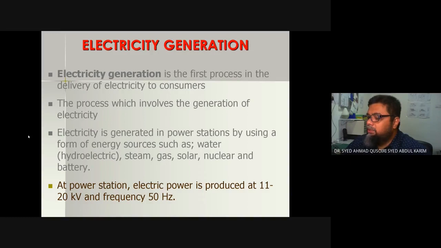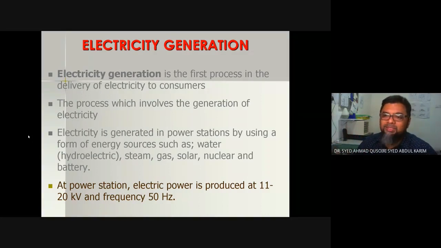Electricity is generated in power stations by the use of different types of sources such as water or hydroelectric generation, steam, gas, solar, nuclear and battery power. So at the power station, electric power is produced at 11 to 20, even 25 kilovolt at 50 Hz frequency. 50 Hz ni representing how fast the electricity is travelling back and forth in 1 second.